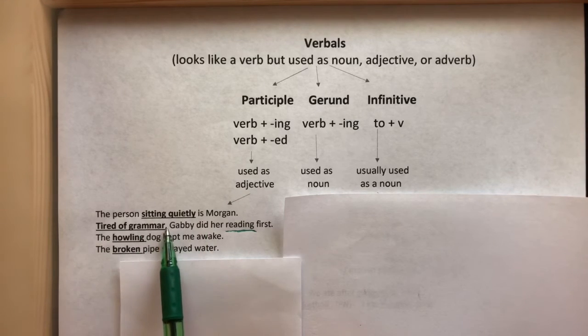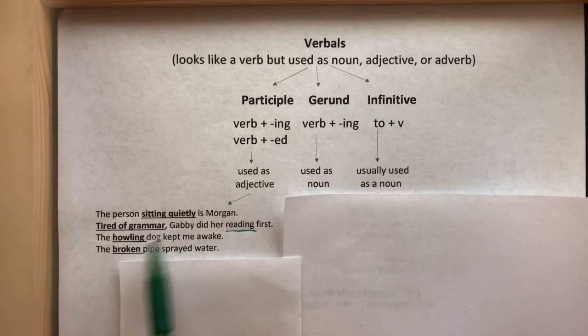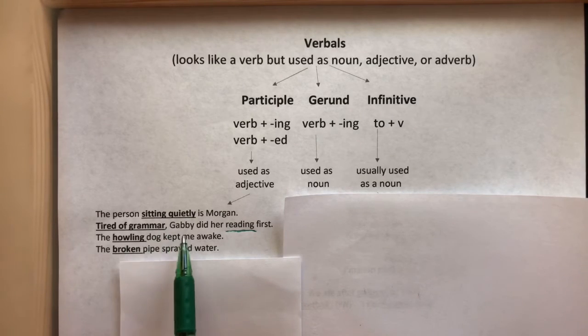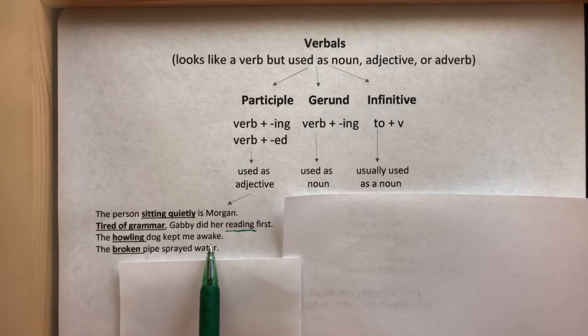Next, tired of grammar, Gabby did her reading first. Now, Gabby did her reading first makes sense without this tired of grammar. Tired of grammar is an extra piece of the sentence, so we can take that out. So I put a comma. Since it's at the beginning, I don't need commas before and after it, just after it. But that's my handle to take that out of the sentence. I could take away tired of grammar, and we'd still know Gabby did her reading first. Now let's look at the next two. These two aren't phrases, they're just single words. The howling dog kept me awake.